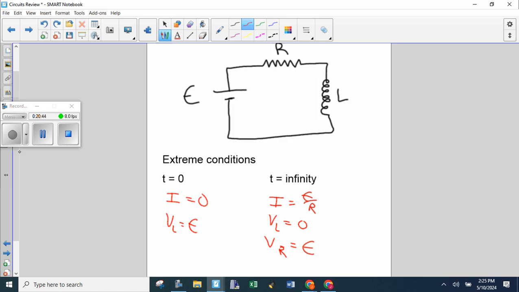Voltage. Yeah, the minus L di dt, that is just voltage. Technically, it's electromotive force. That's voltage. It's just voltage. All right.